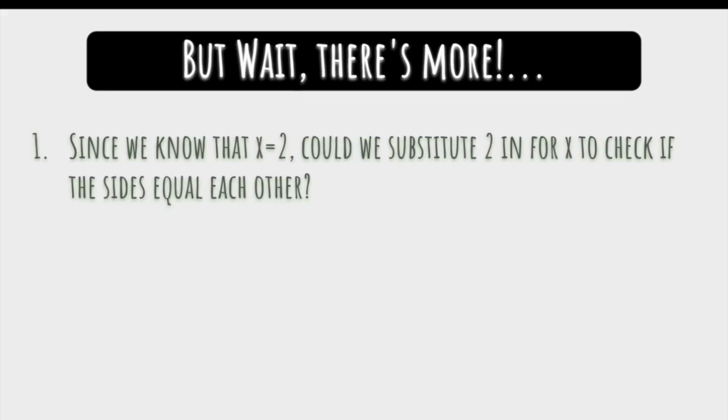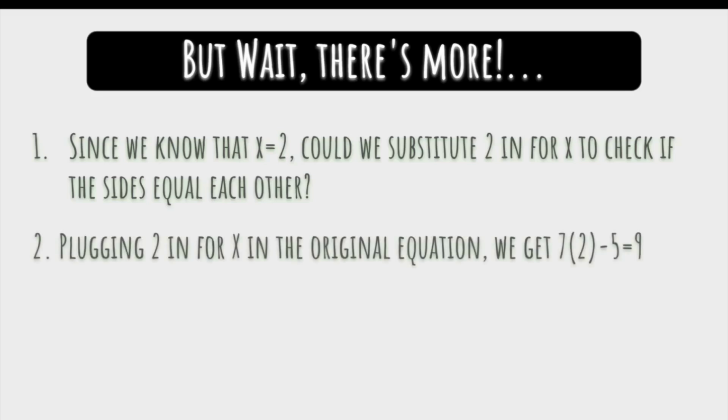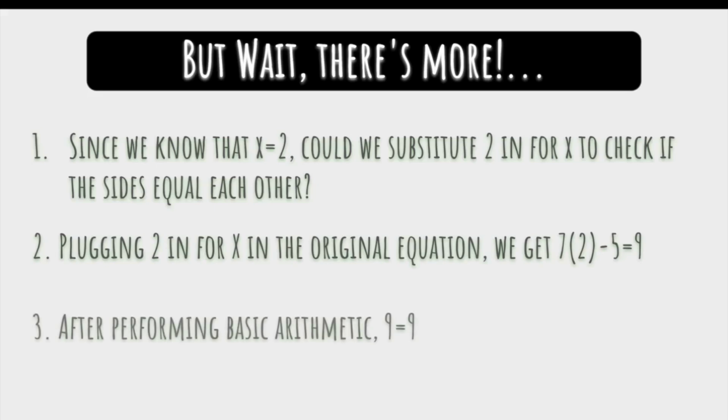But wait, there's more. Since we know that x equals 2, couldn't we substitute 2 in for x and check that the sides equal each other and make sure our answer is right? Plugging 2 in for x in the original equation, we get 7 times 2 minus 5 equals 9. 7 times 2 is 14. 14 minus 5 is 9. So therefore, 9 equals 9.